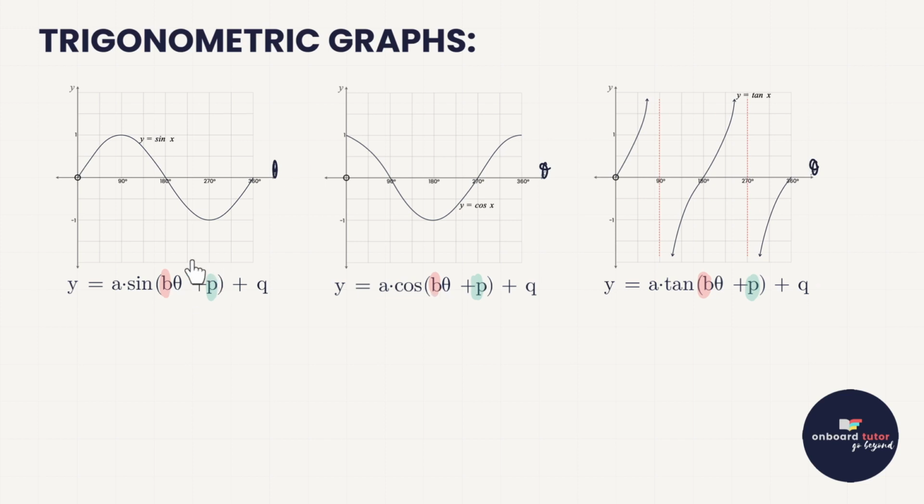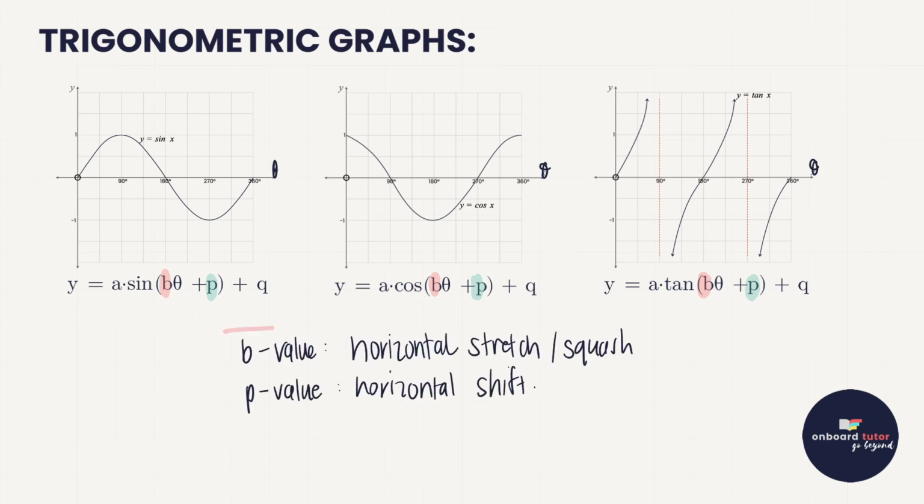Okay, and so both of these are linked to theta, which means they are going to have an effect that works from left to right, or it's going to be horizontal. Okay, now if we change the b value, that's going to result in a horizontal stretch or squash, and if we change the p value, it's going to result in a horizontal shift.